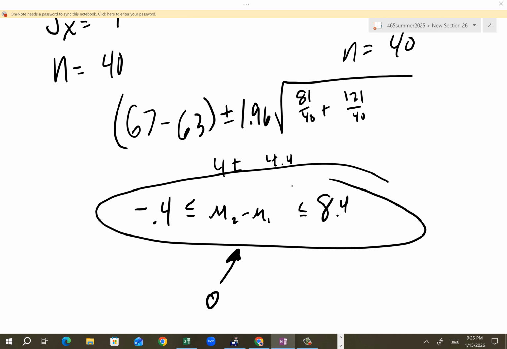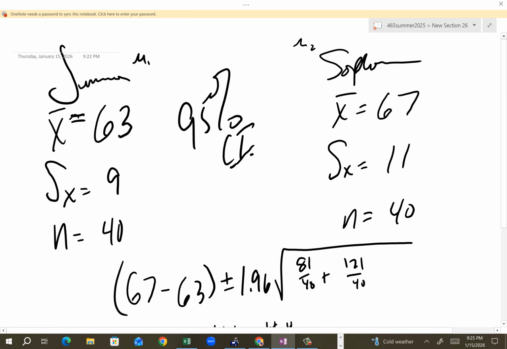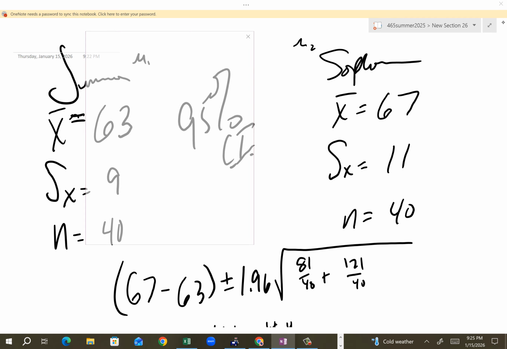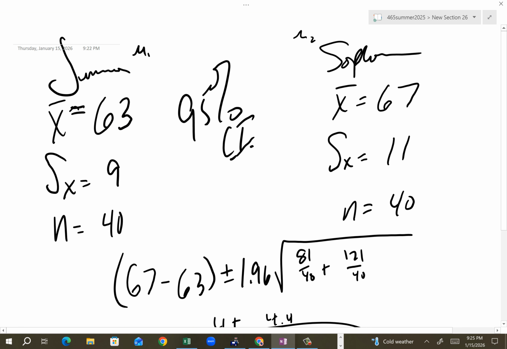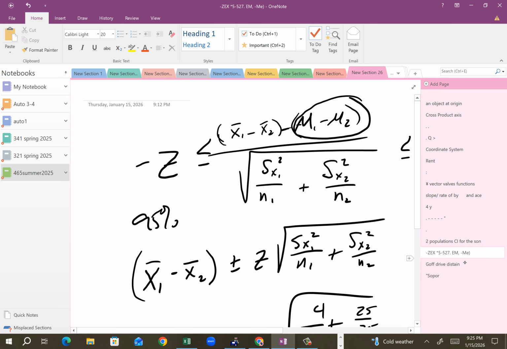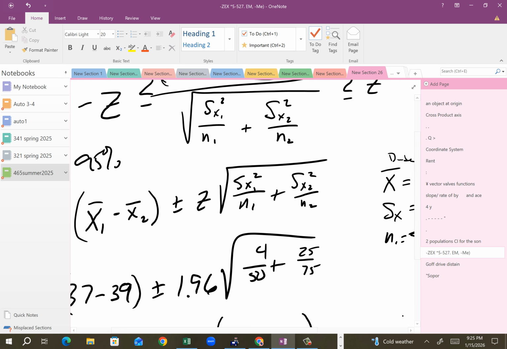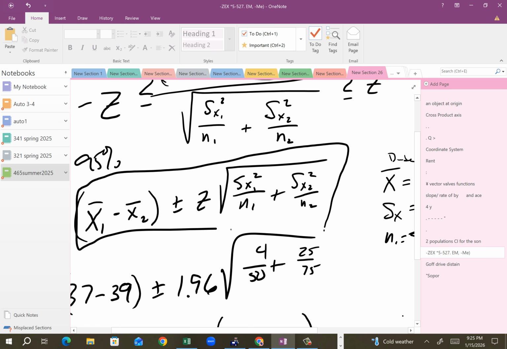Hope that helps. You got this. It's really not this hard. Just go back to this page, go back to right here, write that down. That's all you've got to do. Dump it in. Let's go.